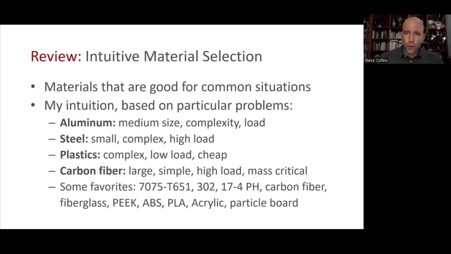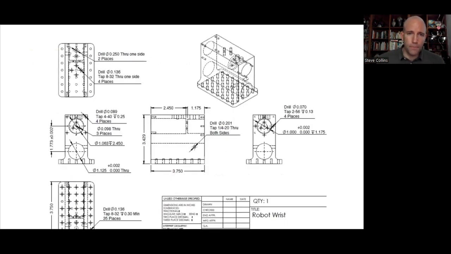So let's look at a few part designs and make a quick guess as to what materials would be good choices for that component. And here is our first part. So take a look at this engineering drawing. This is a wrist in a robot arm assembly, and try to guess what would be a good material for this part. Pause the video, take a few minutes, think about it, reflect on it, and make a concrete guess.